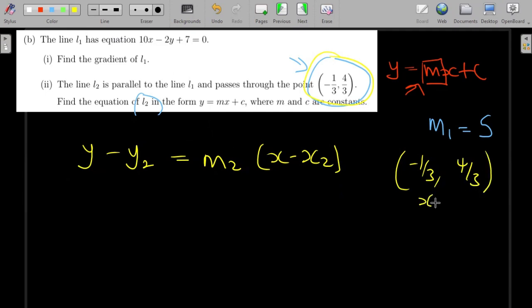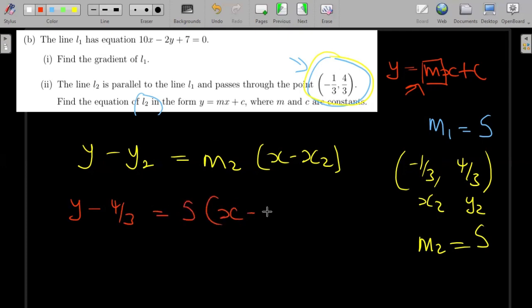Okay, this is my x2. This is my y2. If you want, they can be x1, y1. It won't change anything. Okay, and then this is my gradient here. Since the lines are parallel, it means even my m2 will be 5 still. So let's replace them now into this equation. So it will be y minus 4 over 3 is equal to 5, and then x minus, then minus 1 over 3. So this is what we have.